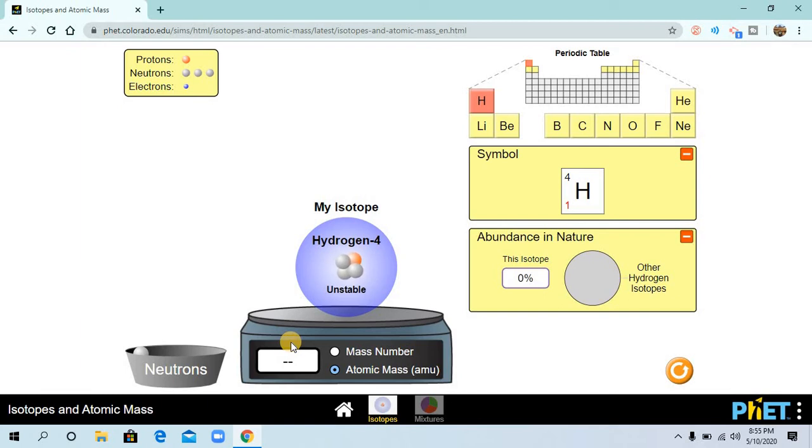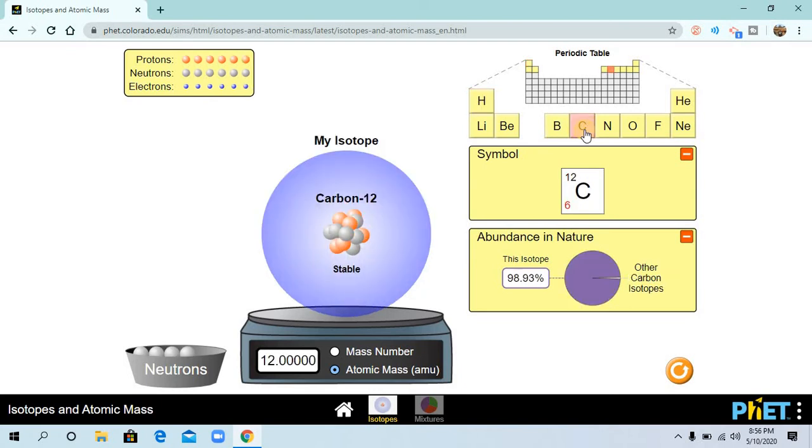By using this PhET simulation, you can even predict whether an isotope exists in nature or not. You can see here this isotope has 0% abundance in nature, so it doesn't exist in nature. It's showing unstable, and even the balance is not showing any number. Let's try a different one, carbon.